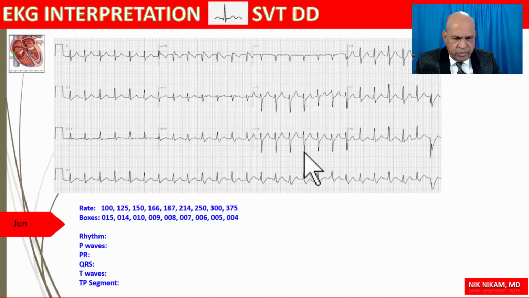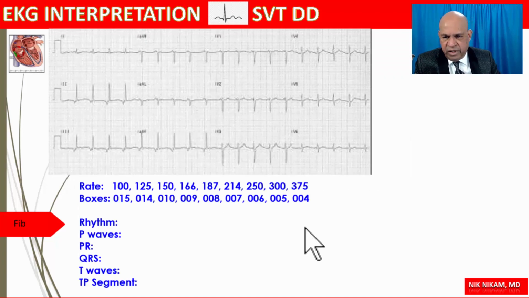And the rate here is approximately 166 because it's maybe occupying 9 squares. So we are dealing with a supraventricular tachycardia, which is most likely junctional because we don't see definite P waves preceding the QRS complexes. And on some occasions, we may see retrograde P waves, and that can only be ascertained if we can slow the rate to some degree.